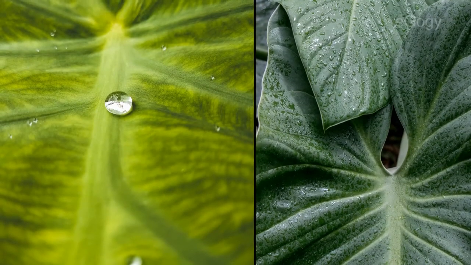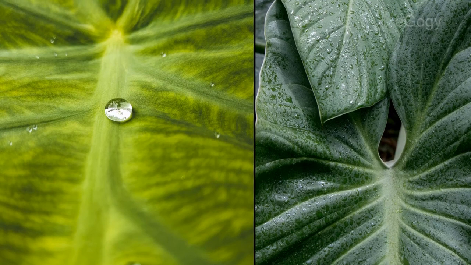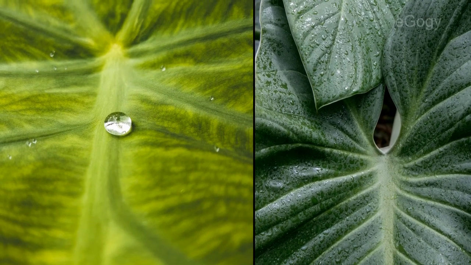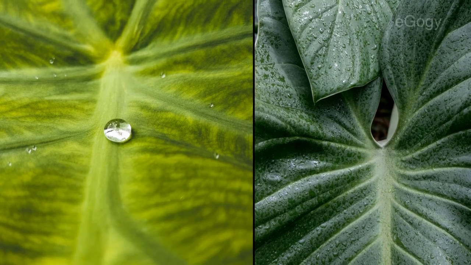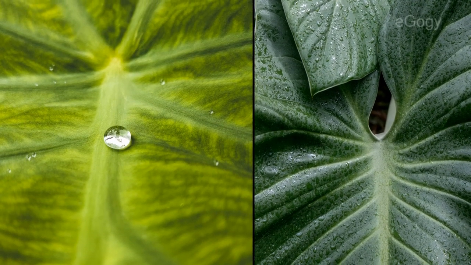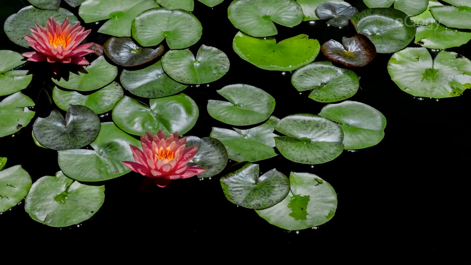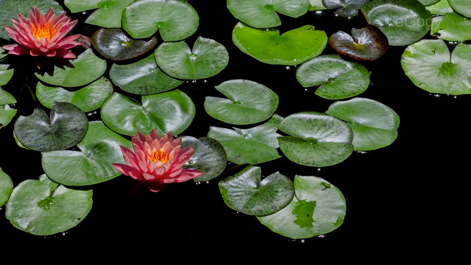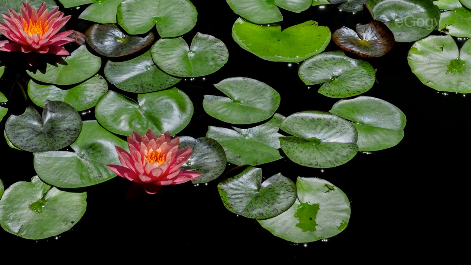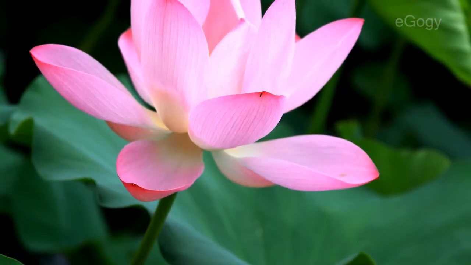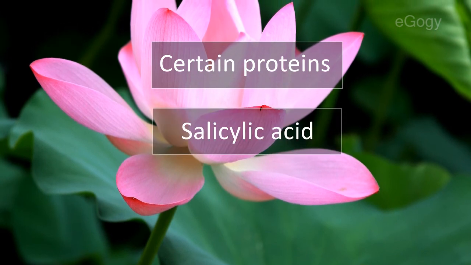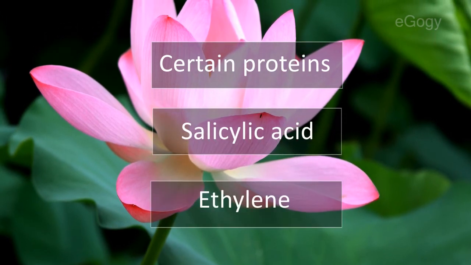You may have noticed that the leaves of plants like lotus and colocasia have a waxy coating. This helps to prevent the entry of germs. When germs enter the body, the plants recognize the chemical substances present in them. As a result, substances like certain proteins, salicylic acid, and ethylene are produced.